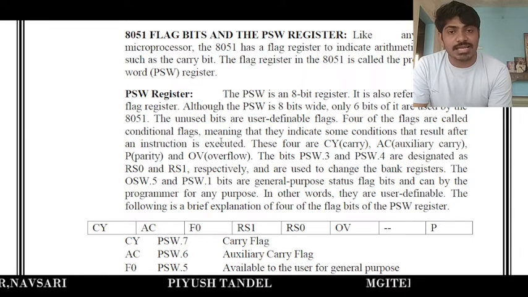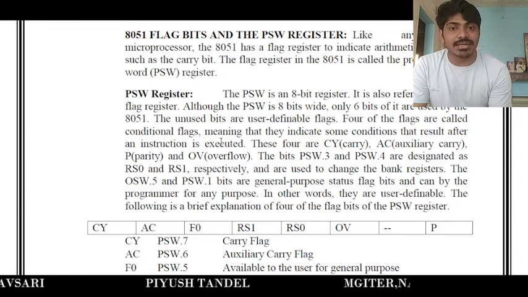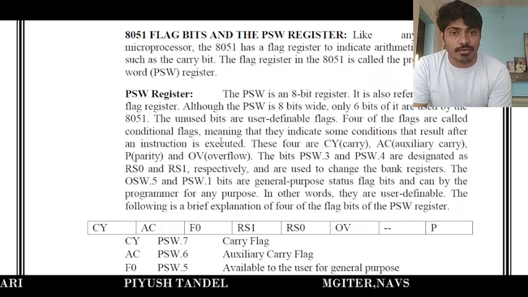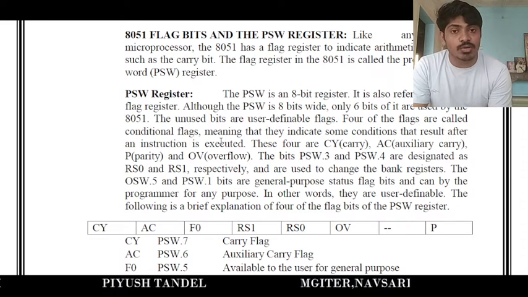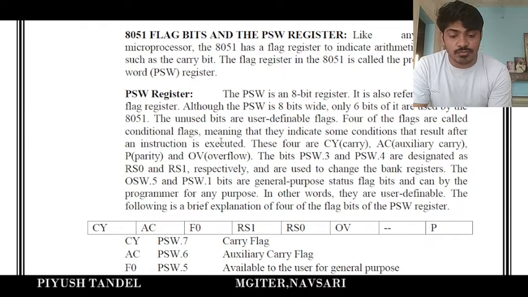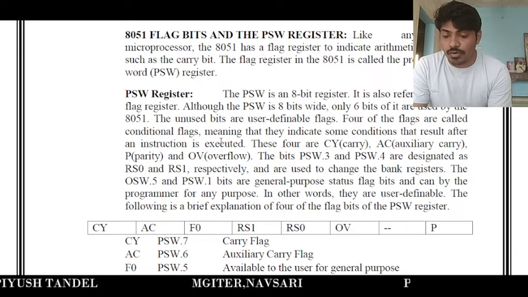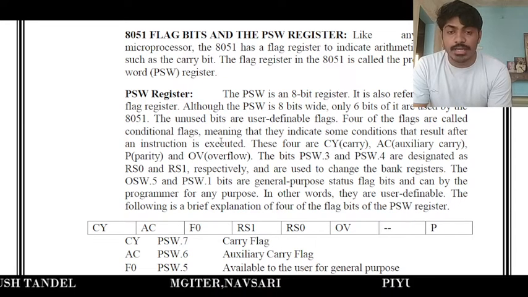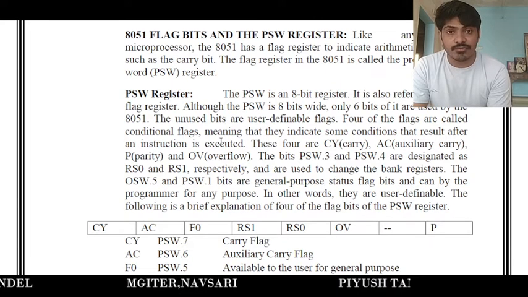After any instruction is executed, the resulting condition is defined by those 4 flags. That is why they are called conditional flags. Okay, and these 4 are CY, which is for the carry, AC, which is for the auxiliary carry, P, which is for the parity, and OV, which is for the overflow. So these are the 4 conditional flag bits.